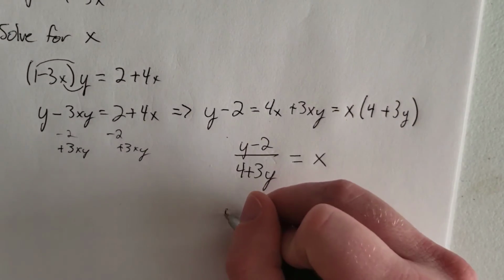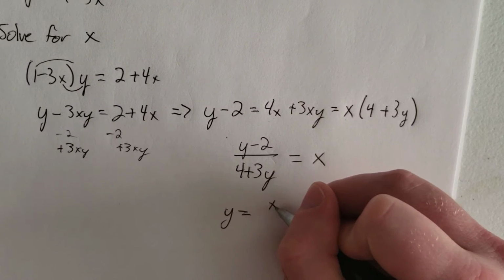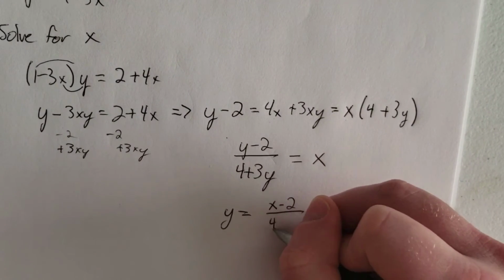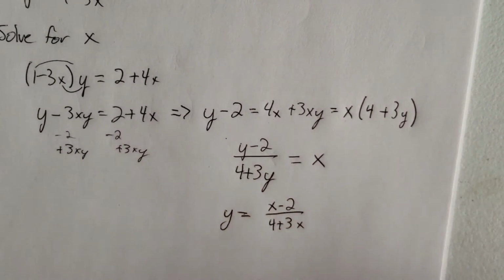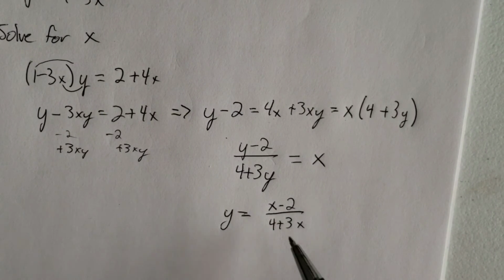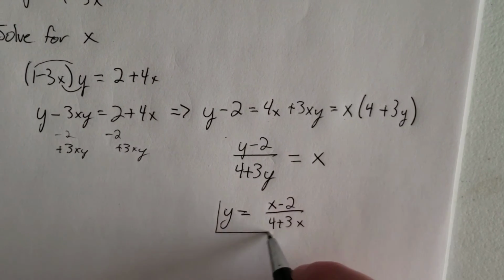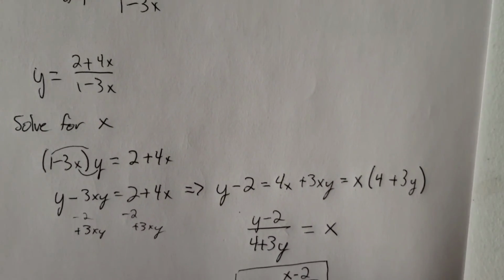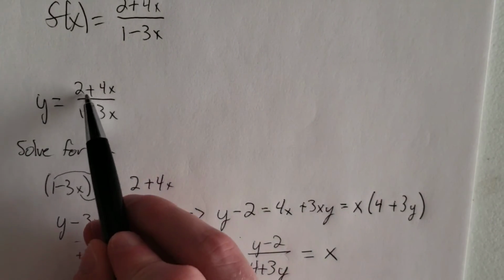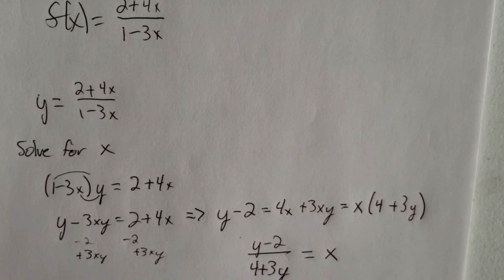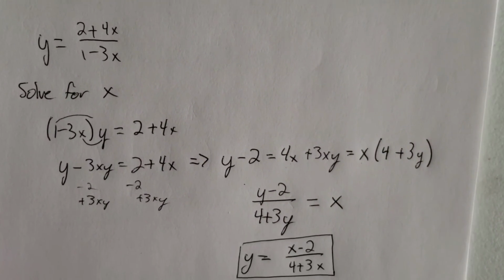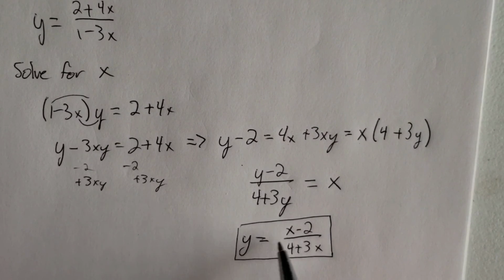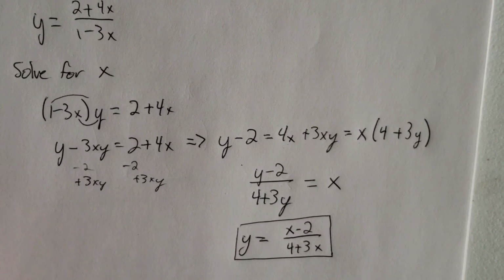So we really get y is equal to x minus 2 over 4 plus 3x. Again, just everywhere we see a y, we write an x, and everywhere we saw an x, we write a y. And that is our inverse function. So again, we started with y is equal to 2 plus 4x over 1 minus 3x. And the inverse of that is y is equal to x minus 2 over 4 plus 3x.